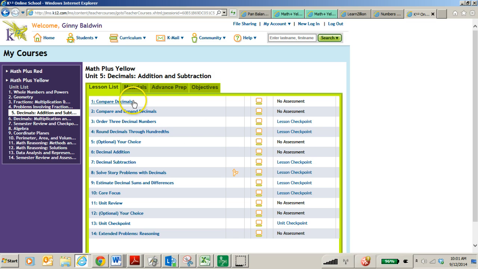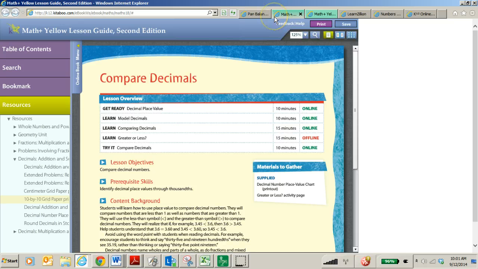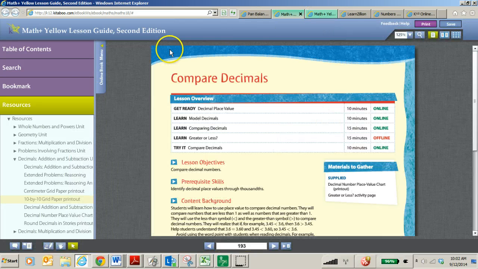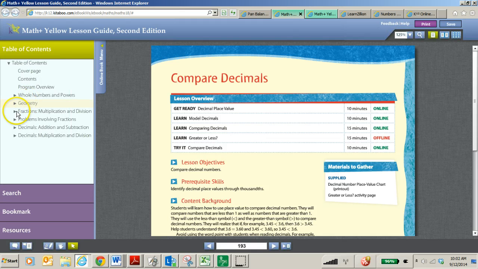So let's go ahead and head to the Student Lesson Activity Guide and the Learning Coach Guide. This is the Learning Coach Guide, and remember, the tab on the side will be closed and you have to open it up. And I highly recommend that when you go to the Learning Coach Guide, you open up that table of contents and really look at the lesson that is being covered. So right now we're in decimal, addition, and subtraction.